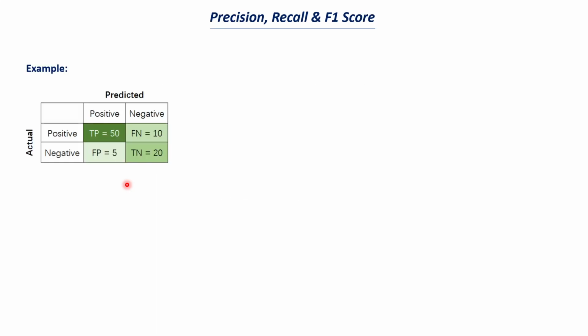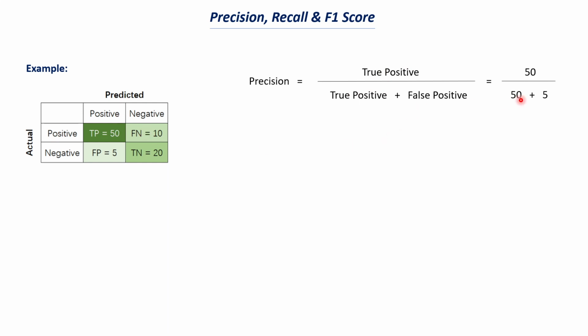And now let's try to calculate the precision, recall, and F1 score. We know the precision formula is true positive divided by true positive plus false positive. The other way of remembering precision is true positive divided by total predicted positive. So you just need to plug in these values. True positive, which is TP, is 50, right? So it will be 50 divided by 50 plus 5.